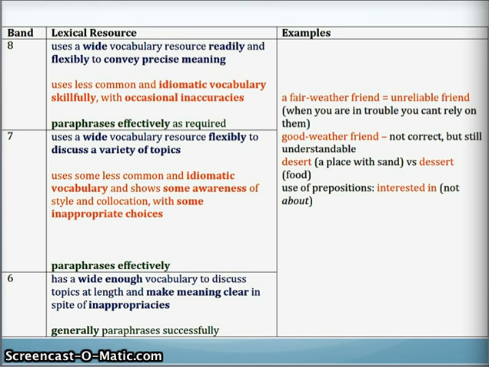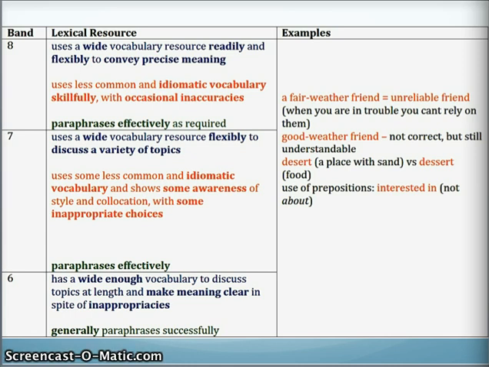or an inaccurate use of prepositions, such as interested in. This is the correct one. So if you say interested about, that could be an example of inaccuracy. So these are inaccuracies in language use, but the meaning of the sentence is still clear. Obviously, if you make 1-2 inaccurate uses of vocabulary, you can still get an 8. The more inaccurate choices you make, the less chances you have to get band 8.